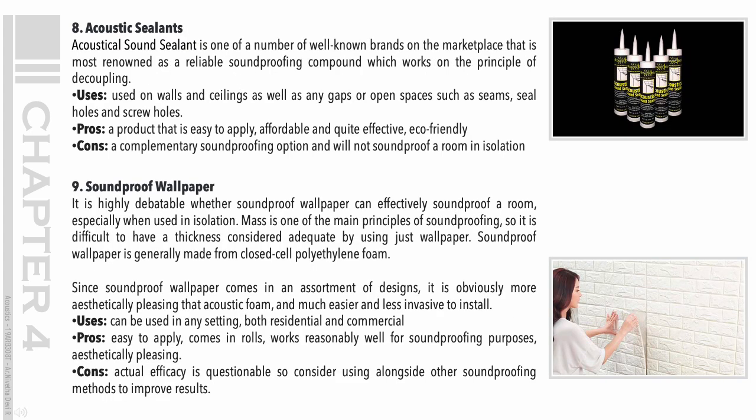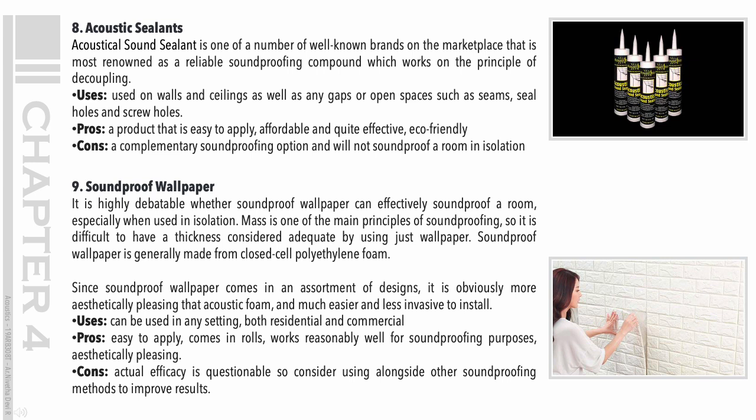8. Acoustic sealants. Acoustical sound sealant is one of a number of well-known brands on the marketplace that is most renowned as a reliable soundproofing compound which works on the principle of decoupling. Uses: used on walls and ceilings as well as any gaps or open spaces such as seams, seal holes and screw holes. Pros: a product that is easy to apply, affordable and quite effective, eco-friendly. Cons: a complementary soundproofing option and will not soundproof a room in isolation.